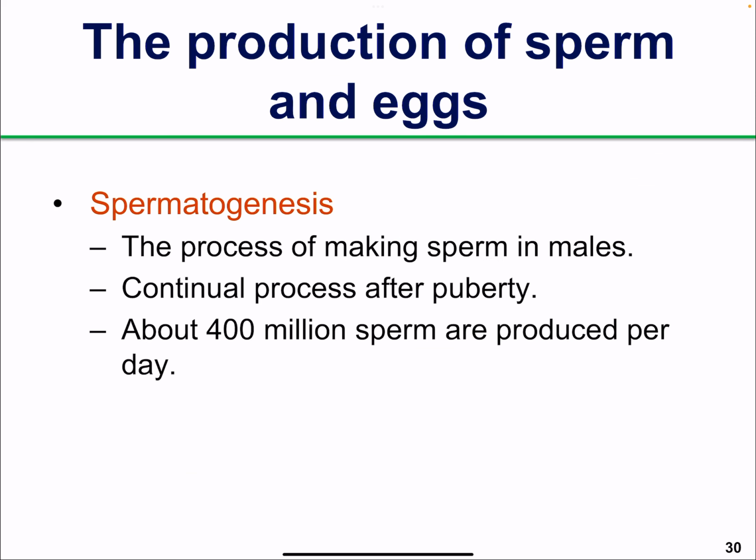So that's what happens. Now, let's take a specific look at spermatogenesis and oogenesis. Oogenesis is the formation of egg cells, while spermatogenesis is the formation of sperm cells. Spermatogenesis happens in males. In males, after puberty, this process never stops, right? It's a continual process after puberty. About 400 million sperm cells are made per day.